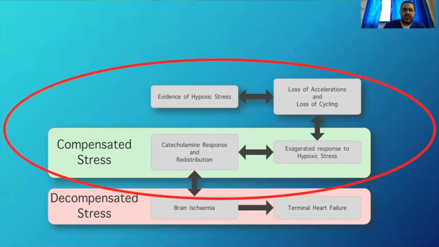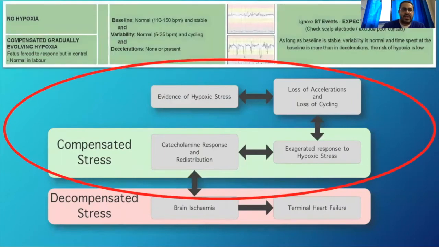So we start off with the group that is either showing no hypoxia at all, in which case the baby's baseline will be the same. The baby will be spending enough time at the baseline, variability will be within normal, it will keep on cycling, and there won't be any decelerations. Or the baby has started some cord compressions or some hypoxic events are occurring. However, the baby is well compensated, is spending enough time to recover at the baseline, variability is still fine, and is possibly still able to cycle. Again, this is normal in labor.